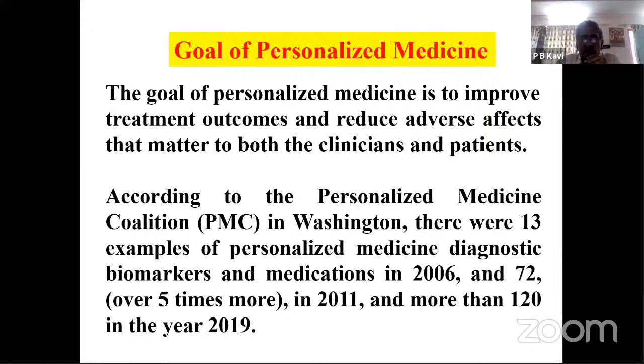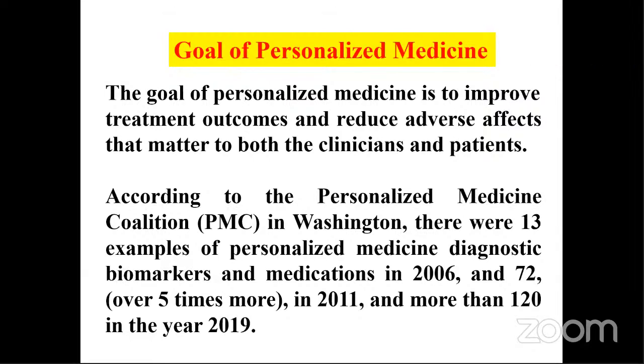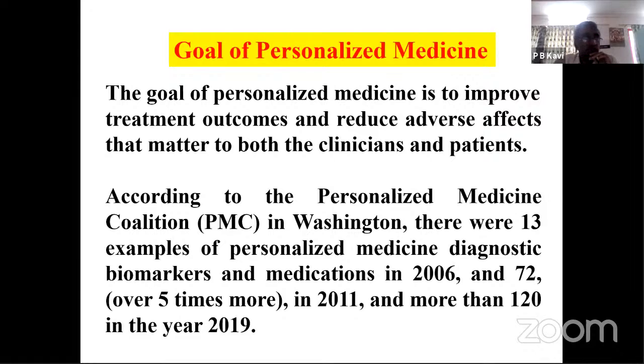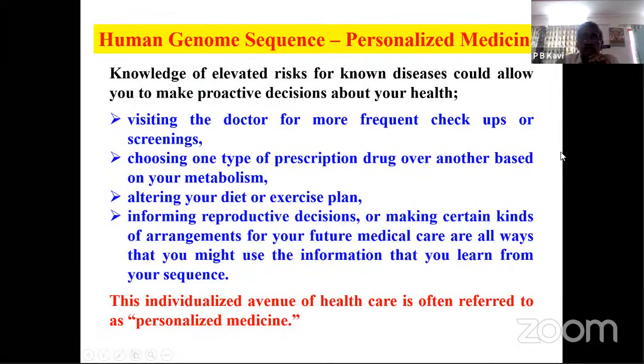According to the Personalized Medicine Coalition in Washington, there were only 13 examples of personalized medicine for diagnostic biomarkers as early as the year 2006. That number reached 72 by the year 2011, and more than 120 personalized medicines were there with the approval of FDA by the year 2019. In other words, personalized medicine and the discovery of new medicines is increasing day after day. So if you come to know about your genome sequence, what would you come to know?